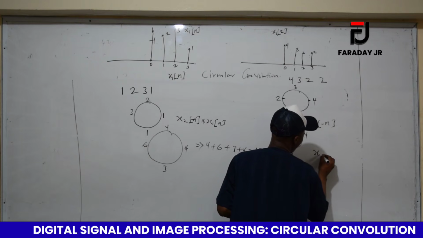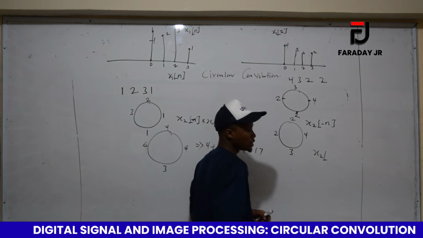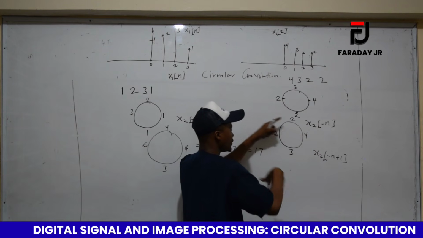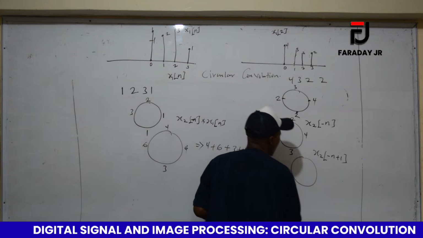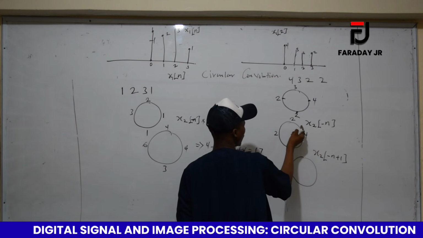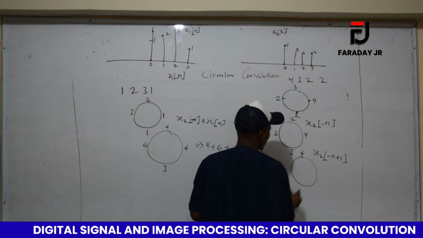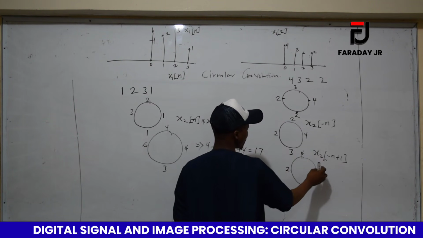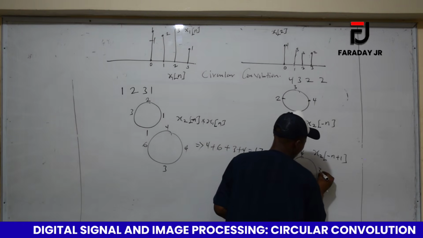Now, we are done with this. We now move on to x2 of minus n plus 1. That means that we should move it to the left. So we just have the same signal here. Now it means that this 4 will now move to this side. So we have 4 here, we have 2 here, we have 2 here, and finally we have this side to be 3.